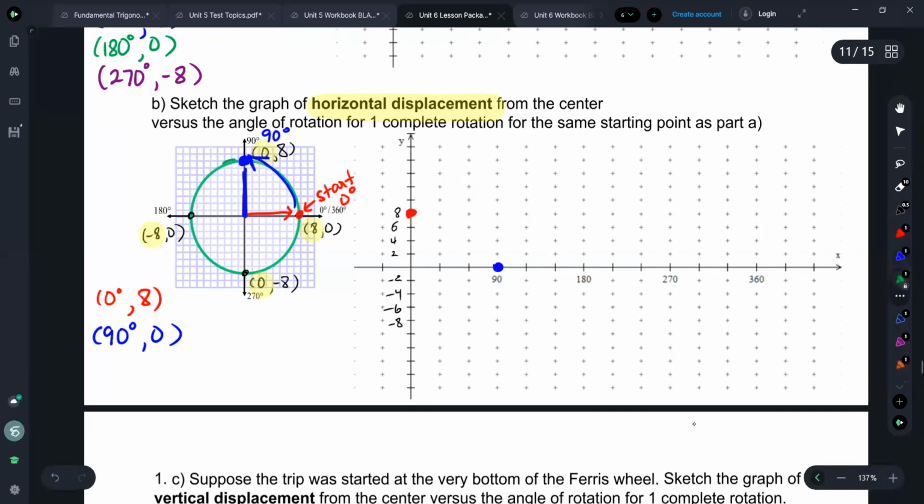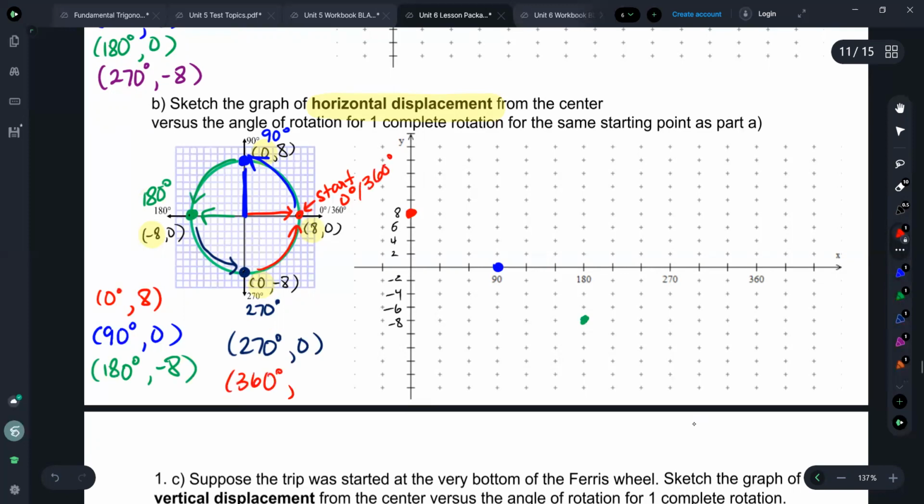Okay, next point will be 180 degrees from where we started. And we are 8 units to the left. So yes, -8. Put that on our graph. Okay, bottom point here. 270, correct. And then yes, we'll finish the same spot that we started. So this will also be the 360 point. So at 360, we're 8 units over to the right.